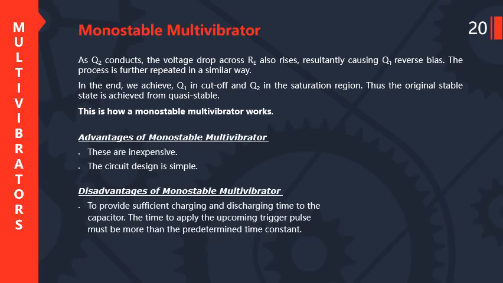Now, the advantages of monostable multivibrator are that it is inexpensive and the circuit design is simple. The drawback of monostable multivibrator is that it must provide sufficient charging and discharging time to the capacitor. The time to apply the upcoming triggering pulse must be more than the predetermined time constant. So this is the limitation.